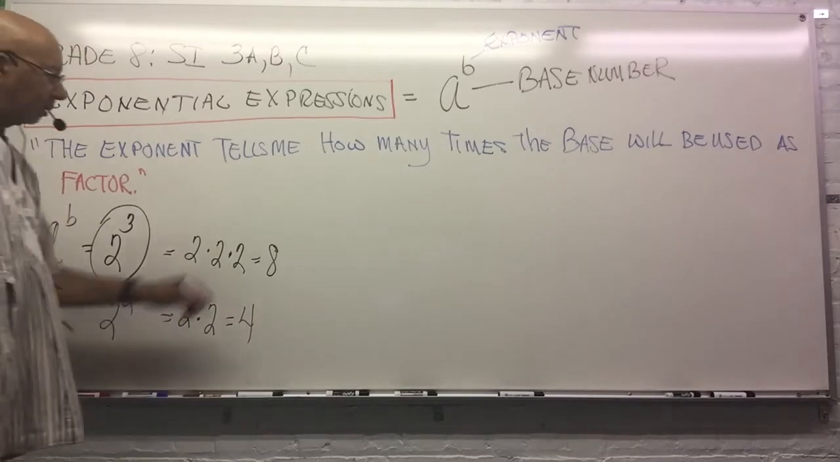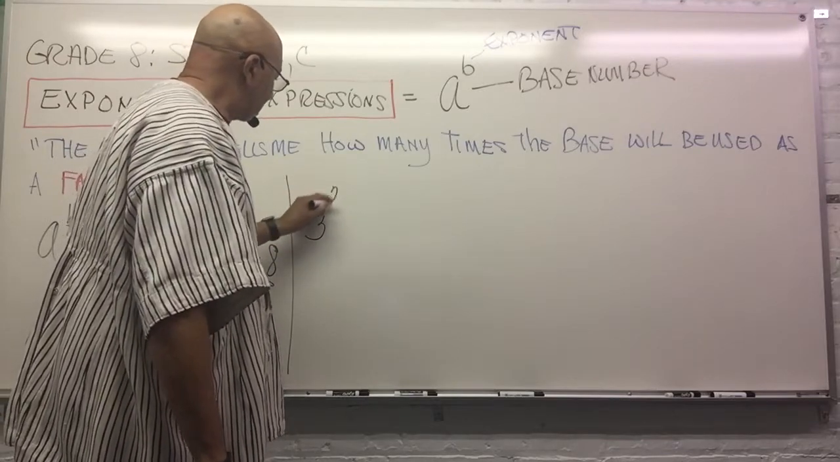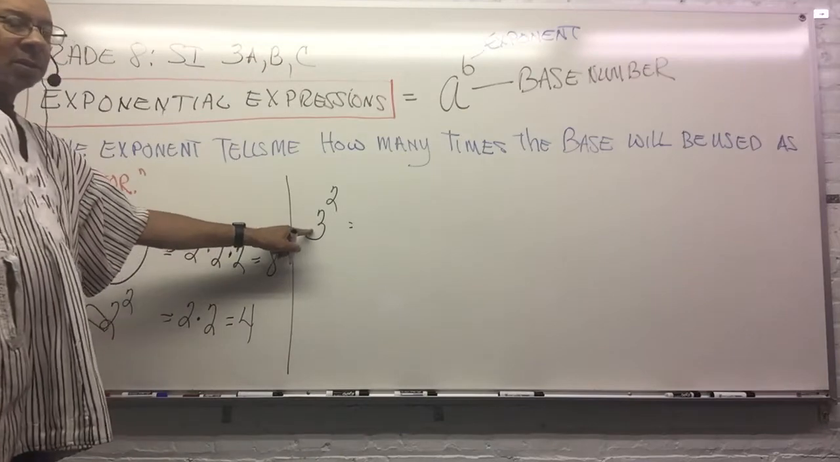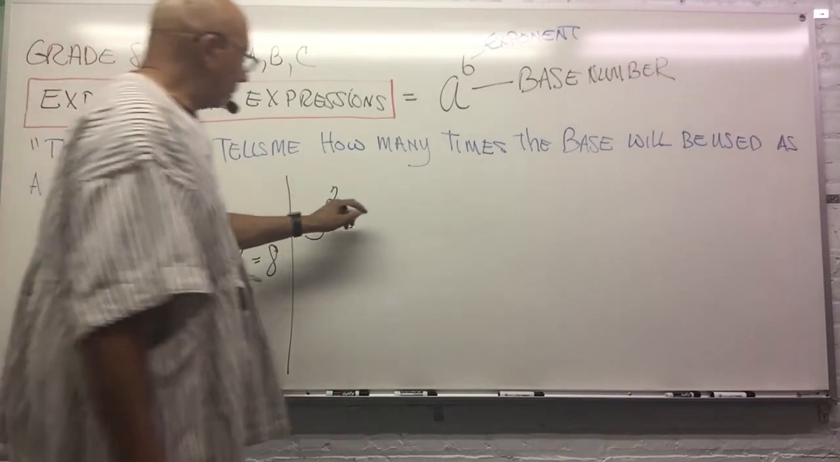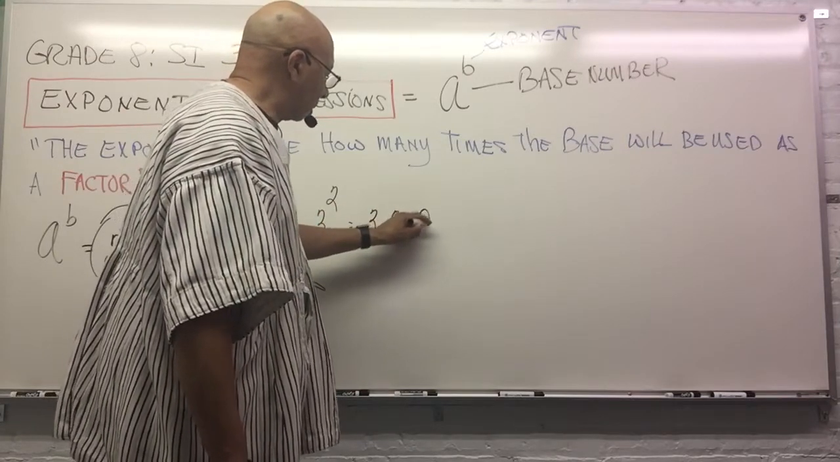Or let's take a different one. What if I had 3 squared? That means that 3 is used as a factor 2 times. So it's 3 times 3 equals 9.